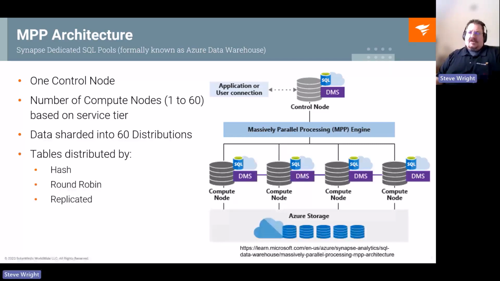And a lot of this functionality is really going to hinge on how you distribute it and choosing that hash, choosing that key to distribute that data.